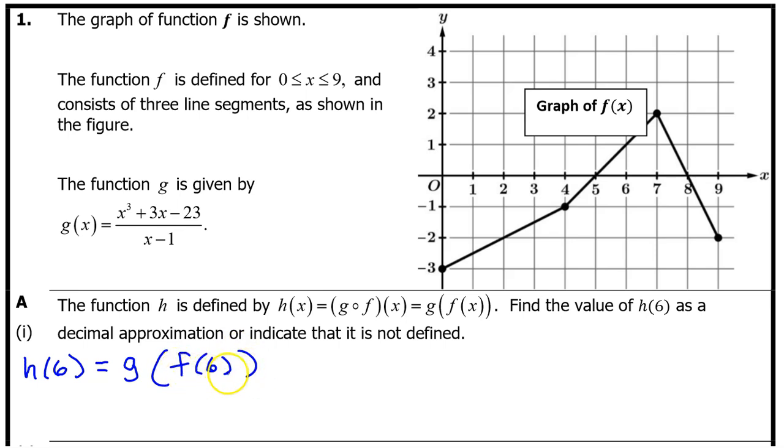What is f at 6? Well, looking at the graph, here is 6, f at 6 is 1. So we can substitute in a value of 1 for f at 6. That gives us g at 1. This problem is calculator active, so let's type g of x in as y1.